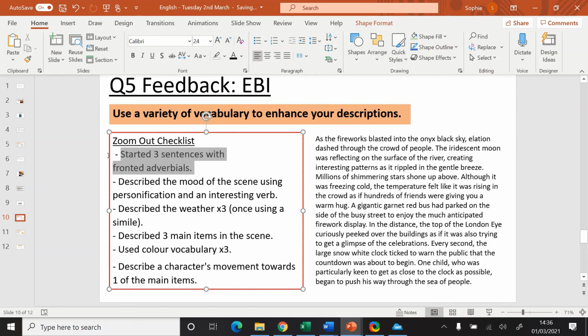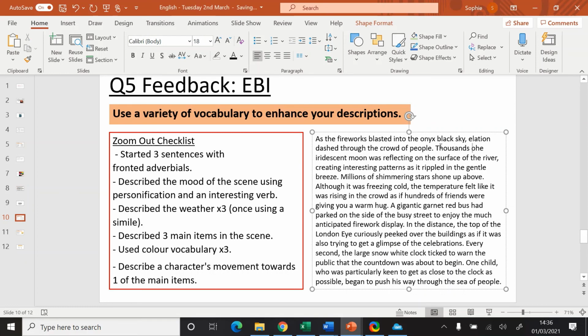I'm just going to check that I've used 3 fronted adverbials. I've got 1, I've got 2, and I'm missing one. I'm going to add one up here: thousands of miles away, comma, the iridescent moon, that's fine.